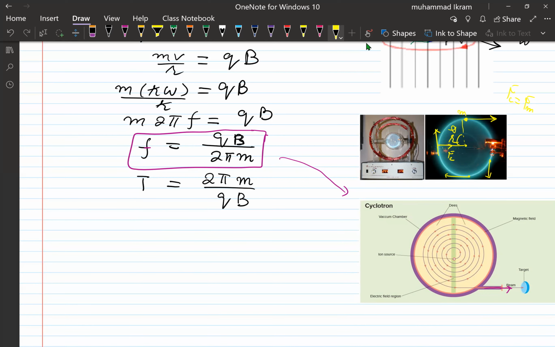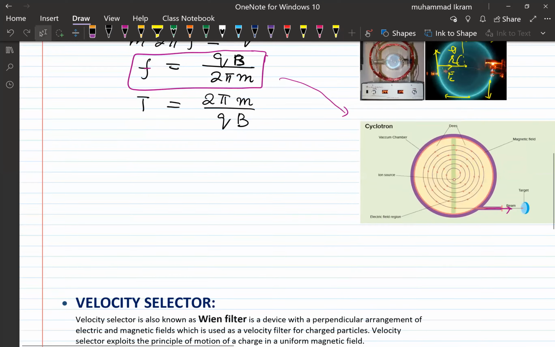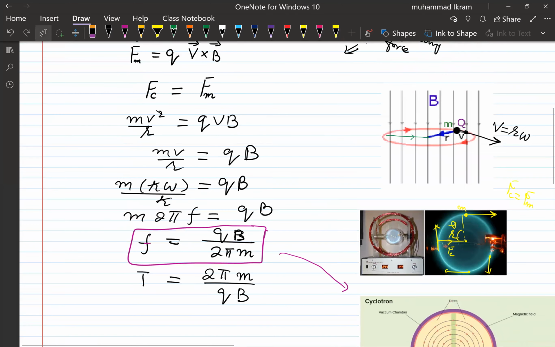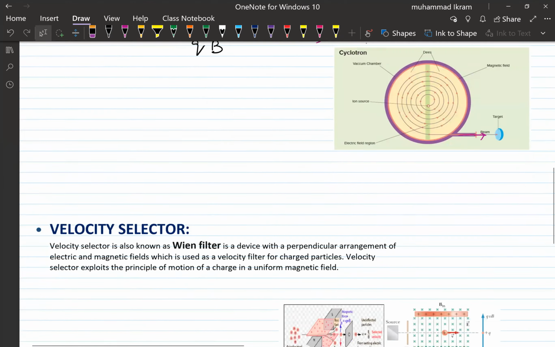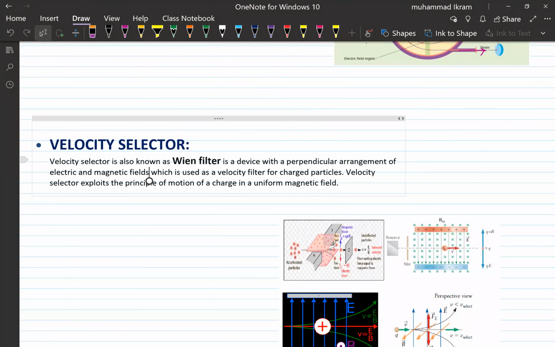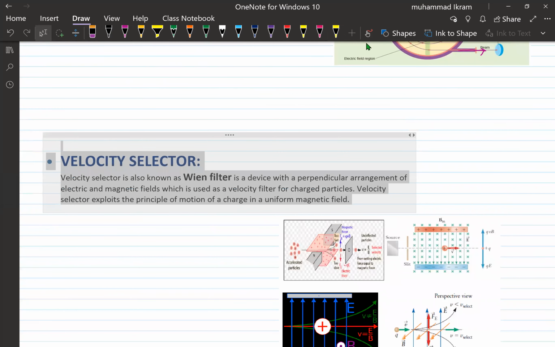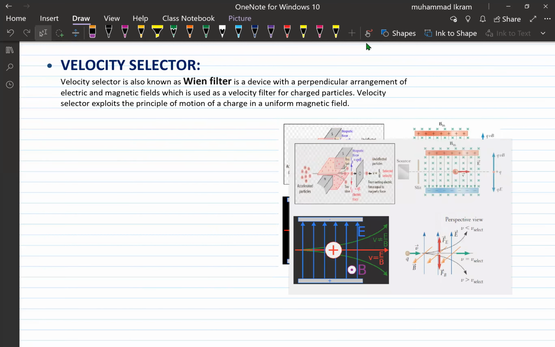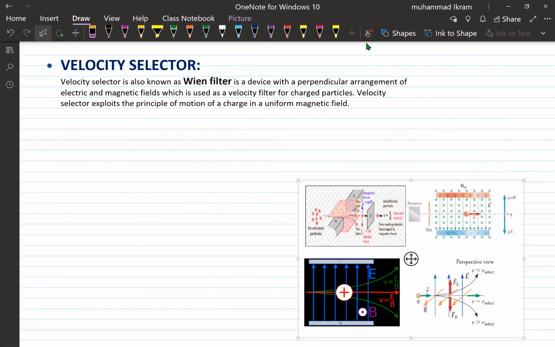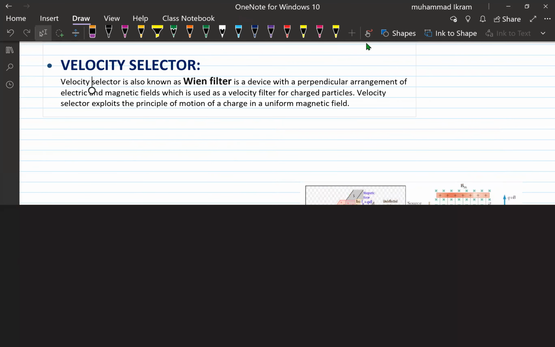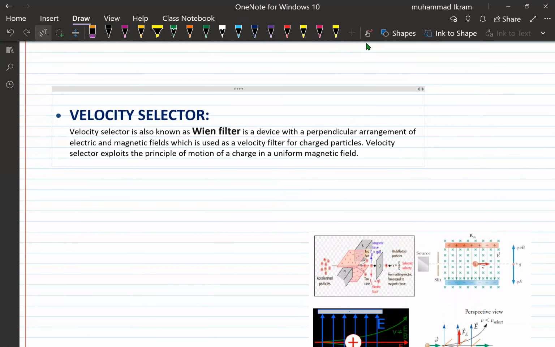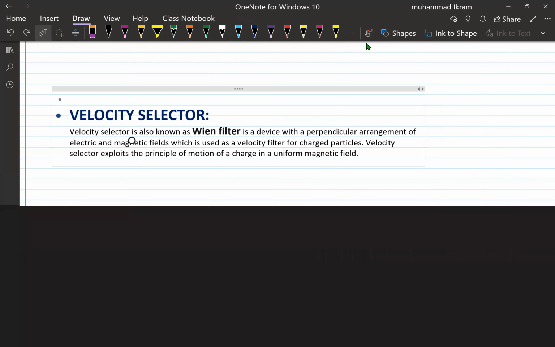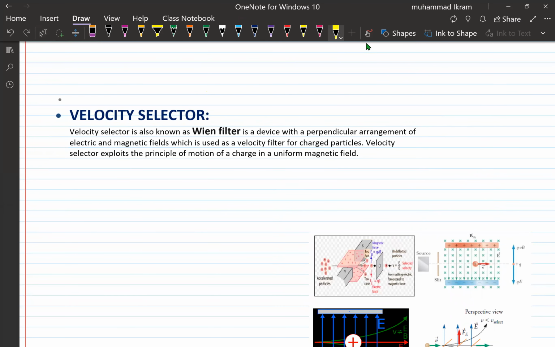And this is all about what? This is all about the frequency of the cyclotron, right? So the cyclotron is in fact a device which is used to accelerate charged particles, for investigating the nuclear structure, right?